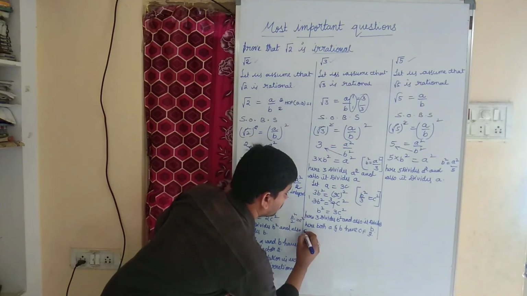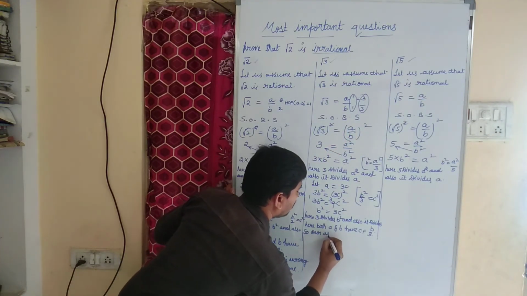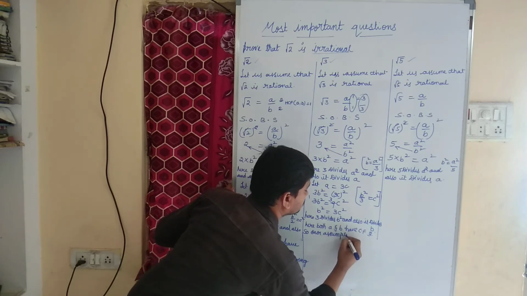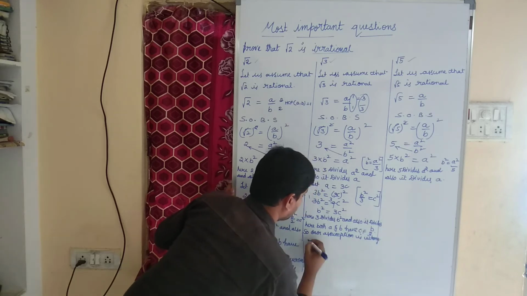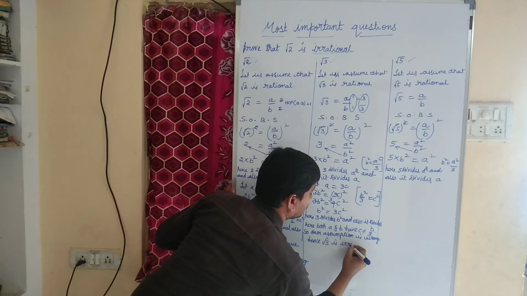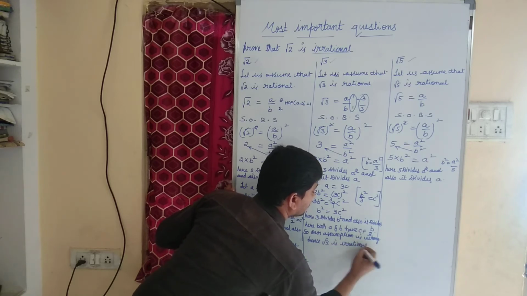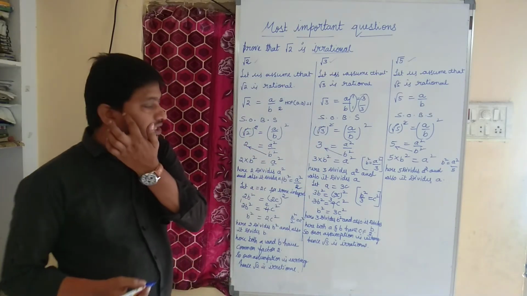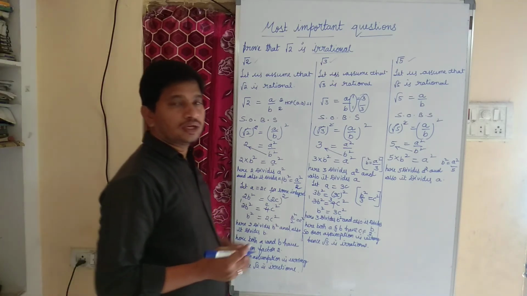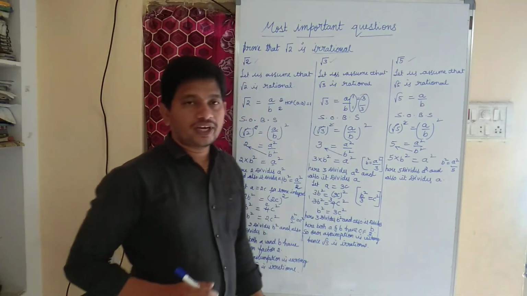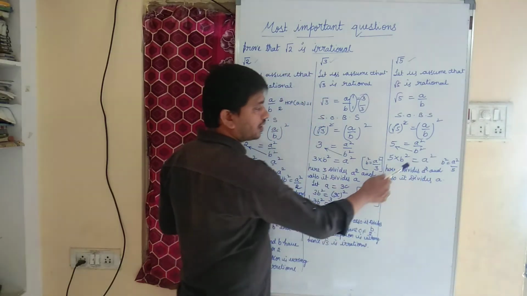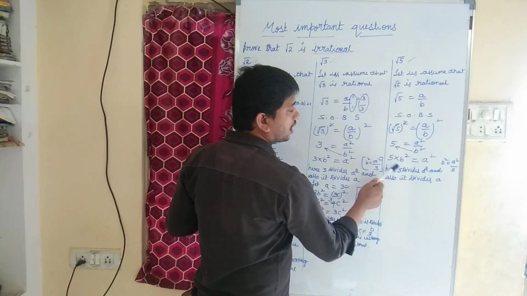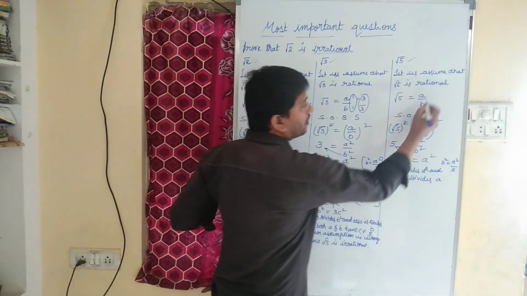So let us write: our assumption is wrong, hence root 3 is irrational. Similarly, coming to root 5. So 5 into b squared equal to a squared. Here 5 divides a squared and also it divides a. 5 is a factor of a.